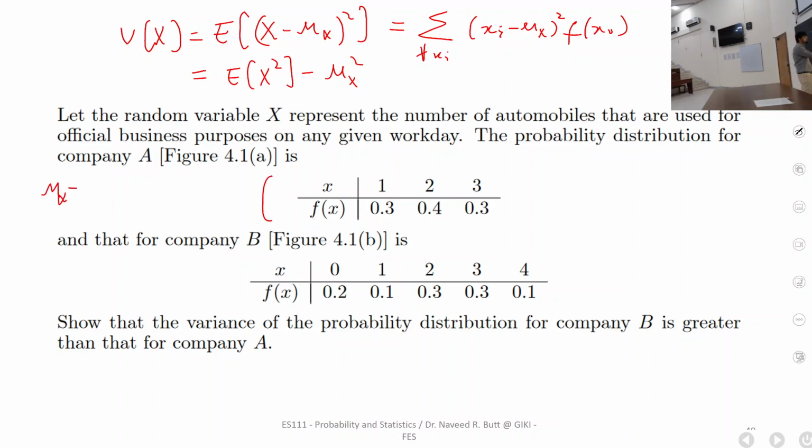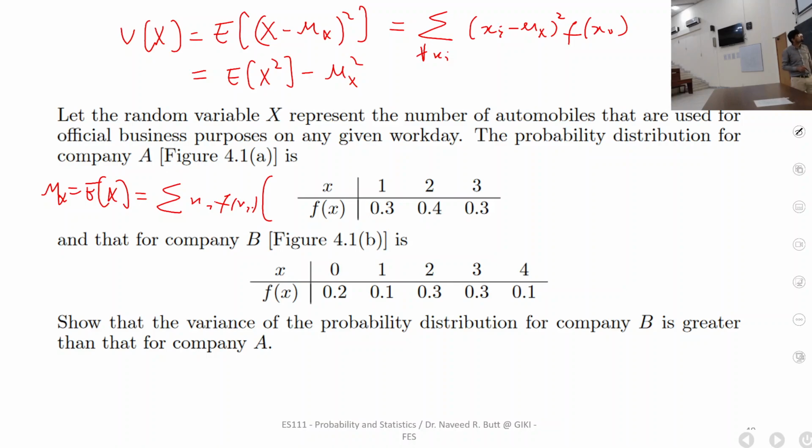Mu x is basically a symbol for E of X, right? What is that mean? Summation xi f(xi), isn't it? So do you have the xi's? Yes, 1, 2, 3. Do you have the density or the likelihood of each one? Yes, I do. This times this plus this times this plus this times this. That gives you mu of x. So now either you use this or that, at least you have mu x.